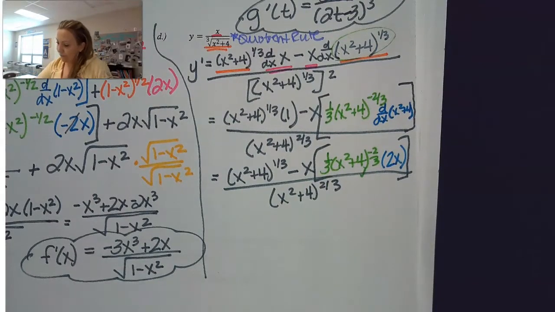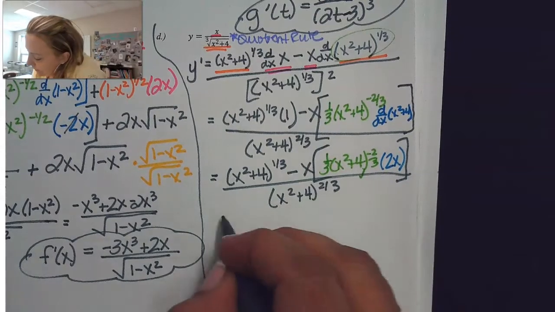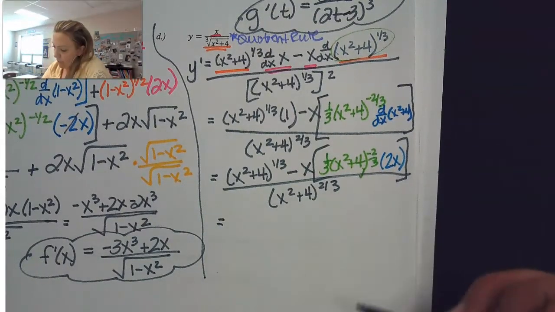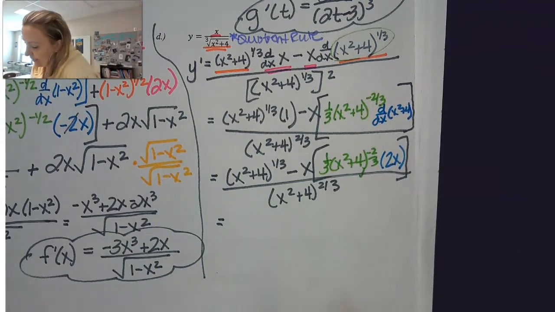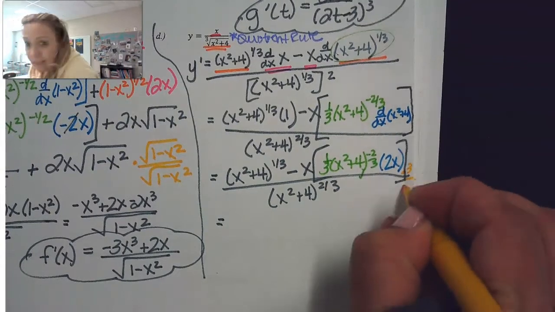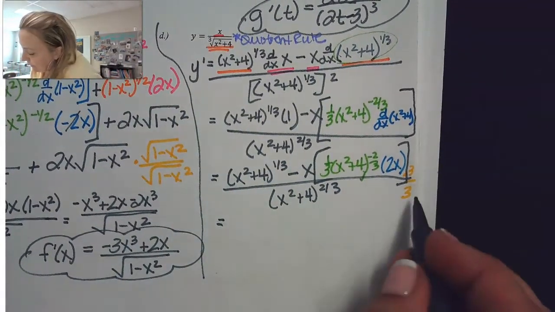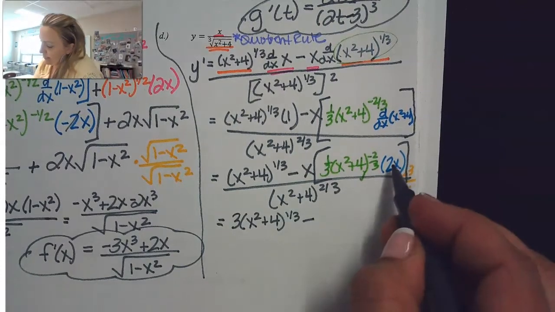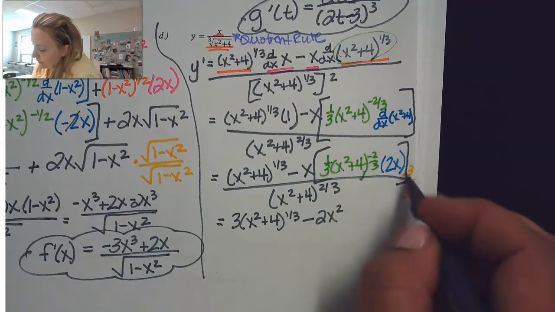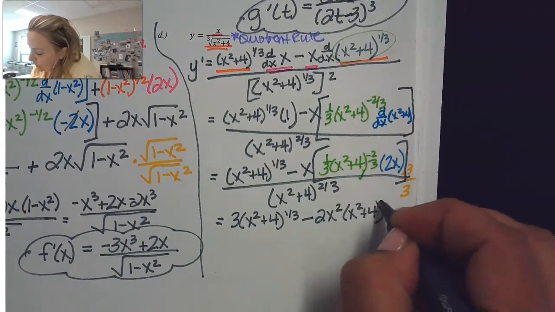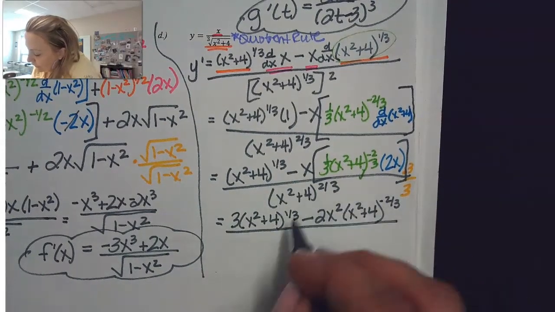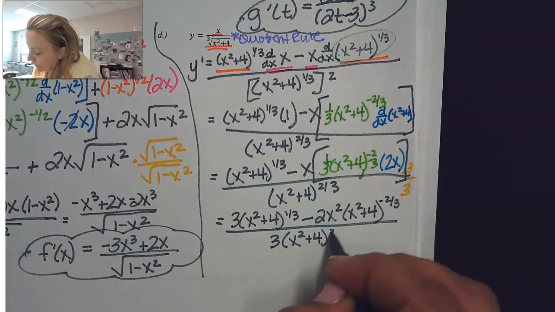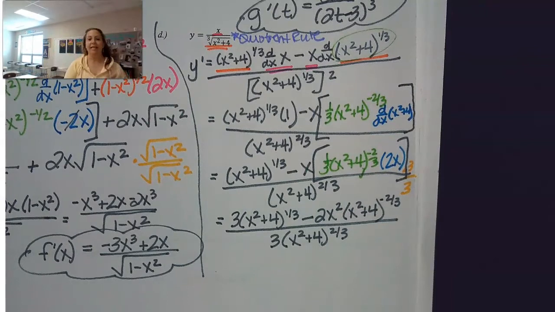We could combine those together if we wanted. Like on the left there, if we wanted, we could multiply by 3/3 to get rid of this 1/3 that's here. Can I do that? Is that good? And again, your steps might vary. You might do it differently. Here I end up with 3 times x squared plus 4 to the 1/3 minus, this ends up being 2x squared, those 3's will cancel, times x squared plus 4 to the negative 2/3 all over 3 times x squared plus 4 to the 2/3. Okay. And now at this point, this kind of looks like a hot mess, right?